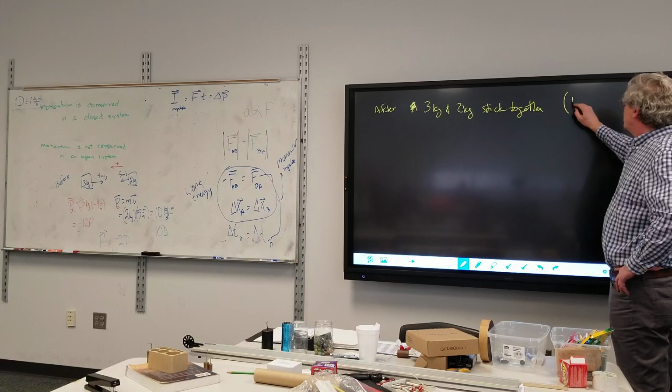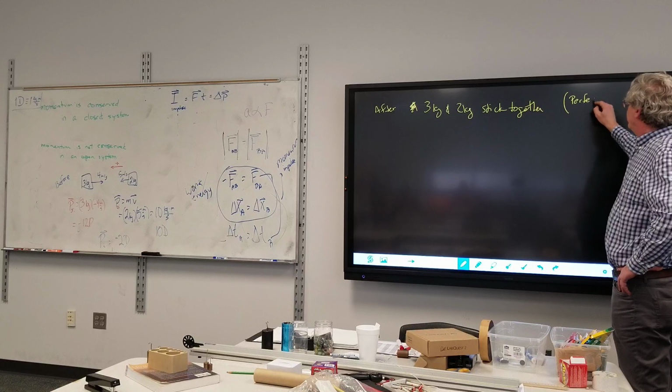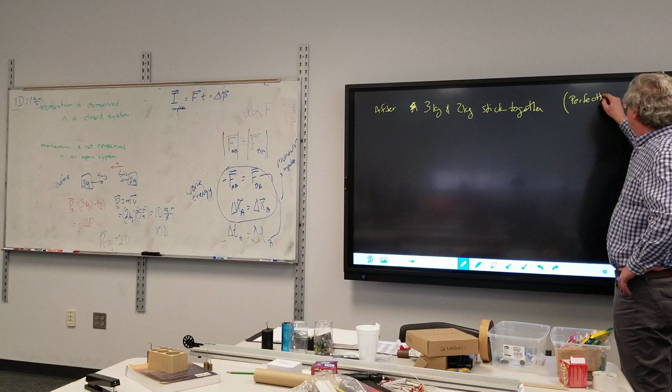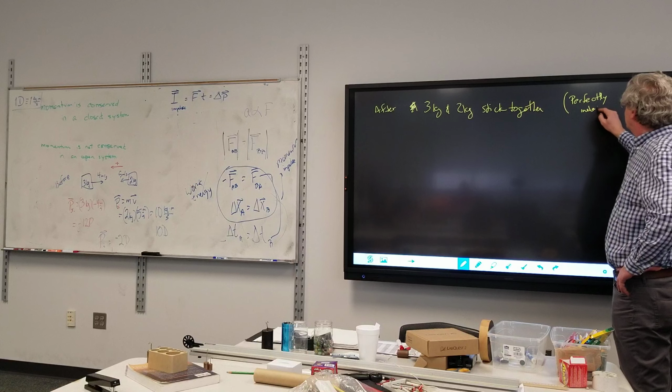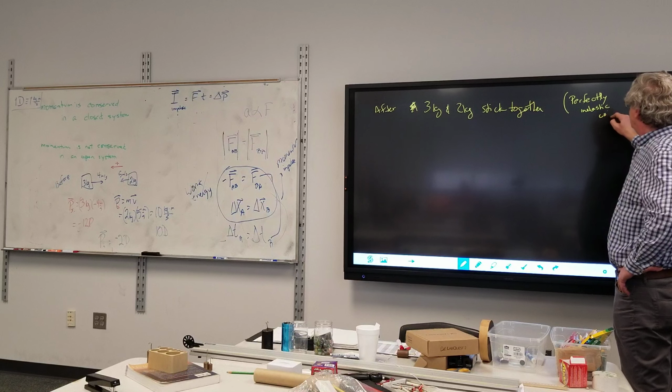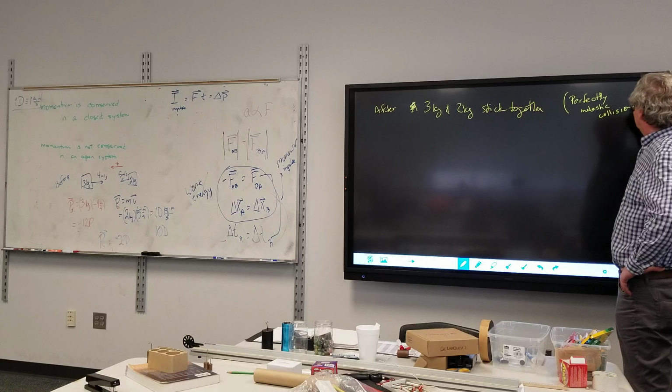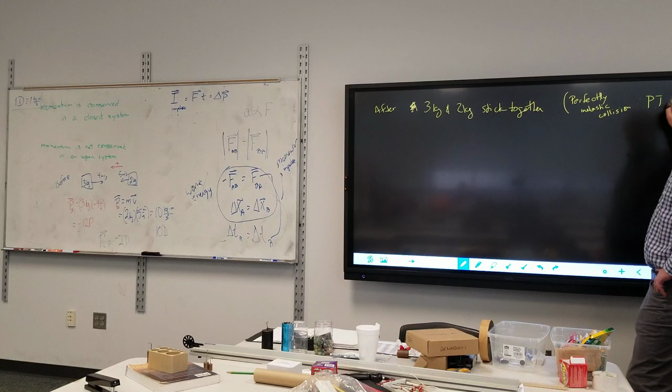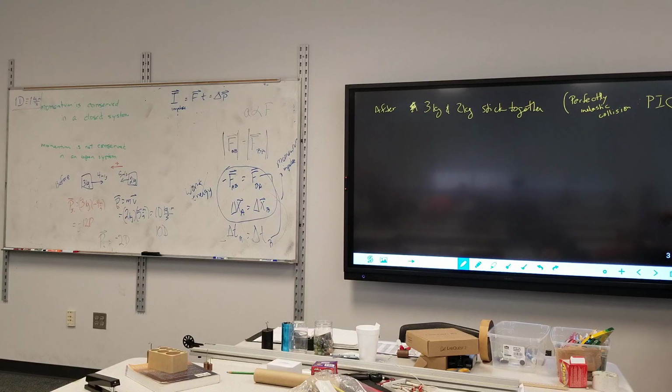As a side note, this is known as, or I will refer to it as, a perfectly inelastic collision, which I will often just shorthand to PIC. Perfectly inelastic collision: perfectly inelastic means that they're sticking together, collision, they hit each other.